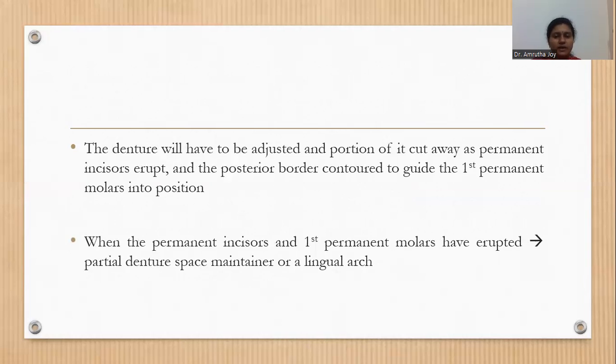The denture has to be adjusted, and a portion of it should be cut away as the permanent incisors erupt, and the posterior border should be contoured to guide the eruption of permanent molars. And once the permanent molars and the incisors have erupted into the oral cavity, we can use a partial denture.